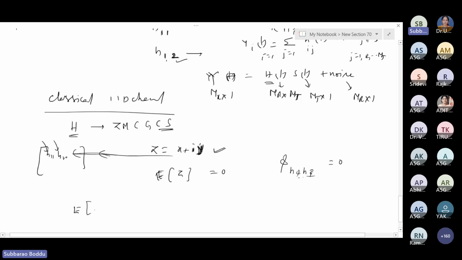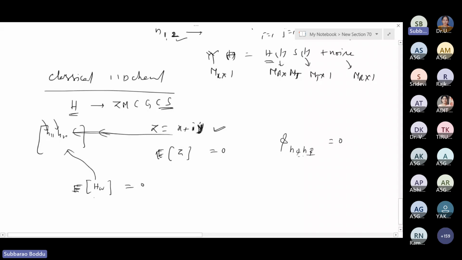So this should also satisfy the property of H_W, where W means white. This is a spatially white channel. The expectation of H_W, the mean of all the elements of this H matrix, is 0. For a spatially white channel, the mean is 0. And the power, E of |H_W(i,j)| squared, is usually equal to unity.